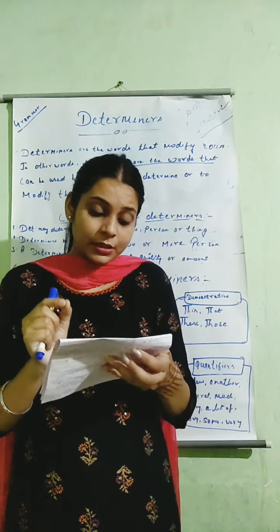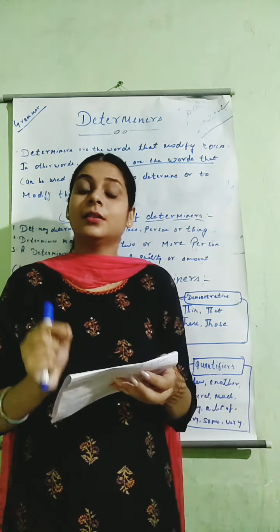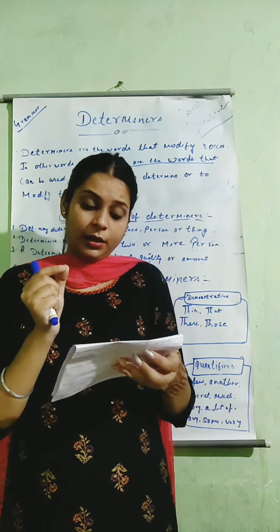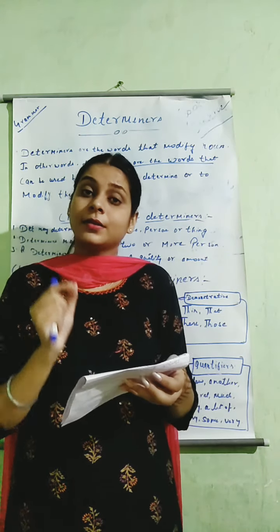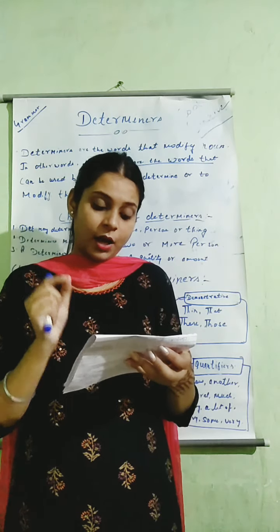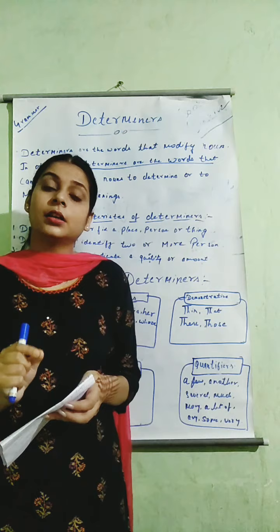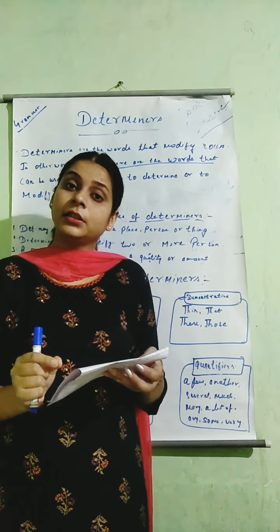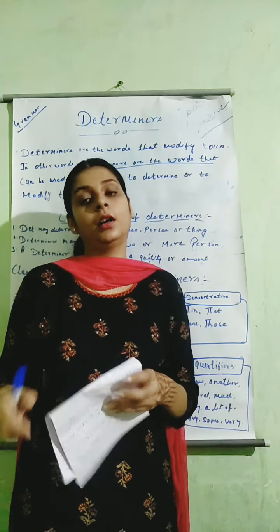A is used before a noun starting with a consonant sound, and an is used before a noun starting with a vowel sound. And the next one, which is the, is used before singular countable nouns, plural countable nouns and uncountable nouns.